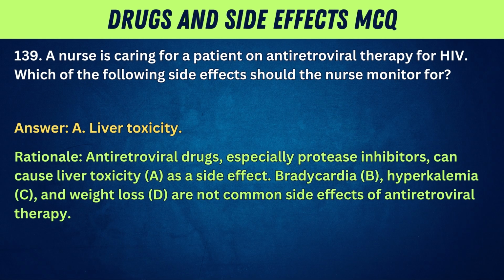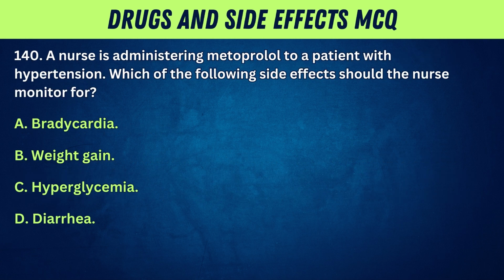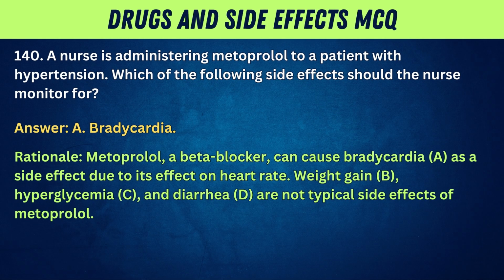Answer: A. Bradycardia. Rationale: metoprolol, a beta blocker, can cause bradycardia as a side effect due to its effect on heart rate. Weight gain, B. Hyperglycemia, C. And diarrhea, D. Are not typical side effects of metoprolol. 140. A nurse is administering metoprolol to a patient with hypertension. Which of the following side effects should the nurse monitor for? A. Bradycardia. B. Weight gain. C. Hyperglycemia. D. Diarrhea.